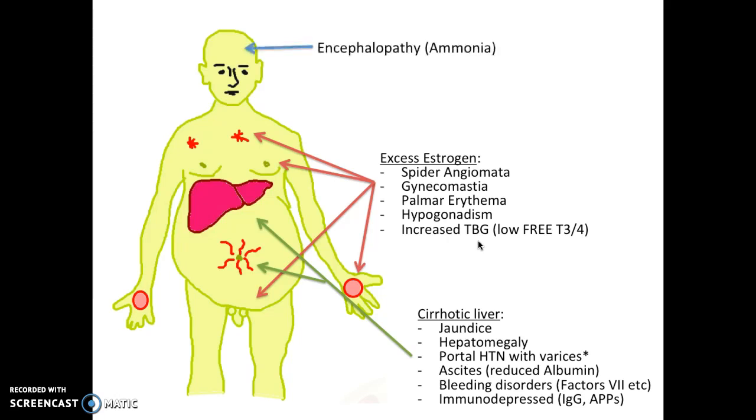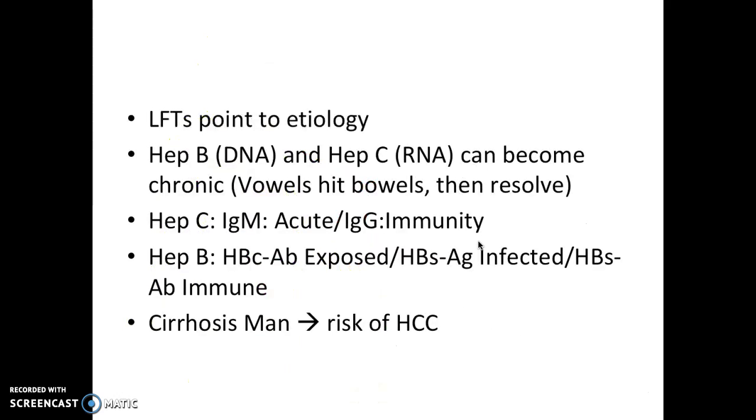Now finally, they can get encephalopathy because of increased circulating ammonia in the system. So again, let's go through the major points. Remember your LFTs because those can point towards a hepatitis etiology. Now Hep D is the only DNA virus, Hep C is an RNA, and they can become chronic where the valves hit the bowels and then resolve. Hep C, you're tracking with IgM if it's acute, IgG if you have immunity. Hep B, you're looking at the core antibody if they're exposed, the surface antigen if they're currently infected, or the surface antibody if they're immune.